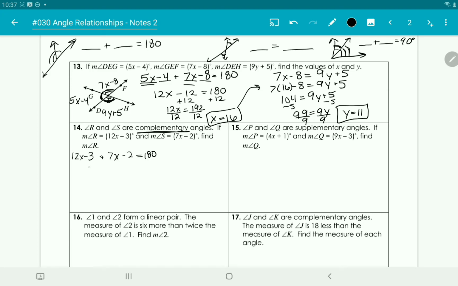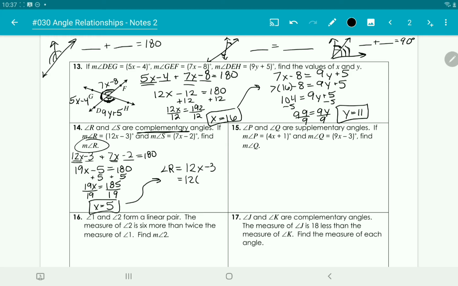12 plus 7 gives you 19 x's. Negative 3 minus 2 gives you minus 5. We still have equals 180. We can add 5, gives you 19x equals 185. And then if we divide by 19 on both sides, you get that x is equal to 5. But it's asking us for a measure of angle R. Angle R is equal to, we've got right here, 12x minus 3. If we replace x with 5 here, we have 12 times 5 minus 3 instead of 12 times x, which will give you 57 degrees.